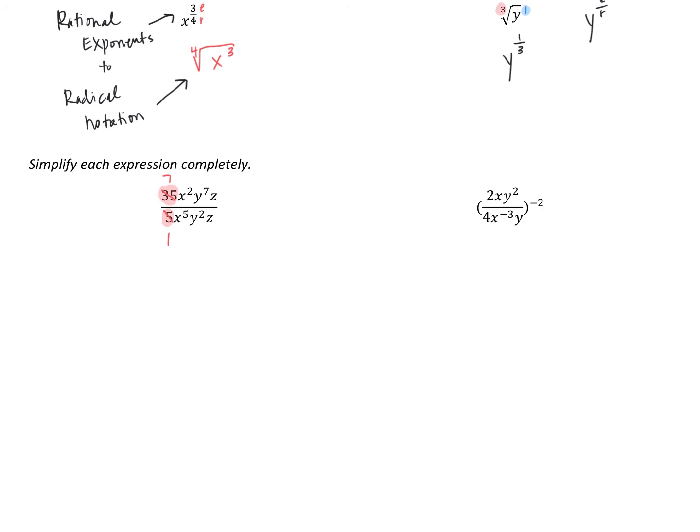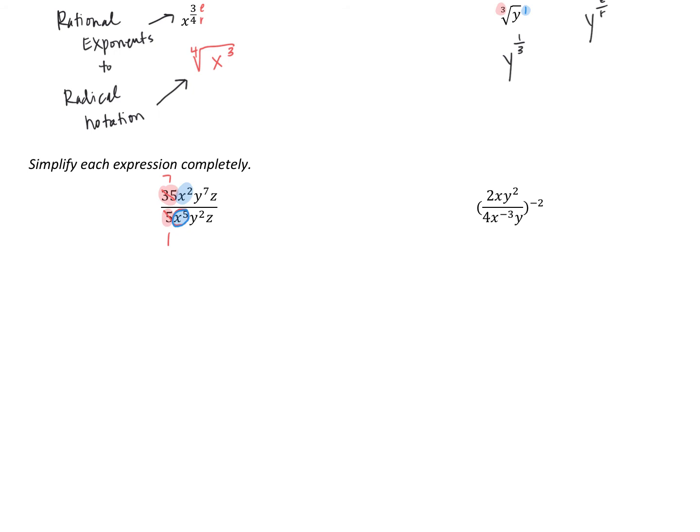Next, I'm going to look at the next thing I see, and that's x. So I have an x on top and an x on bottom. Notice that the highest exponent is on the bottom, right? It's at 5. That means my x's, since the highest exponent is on the bottom, will be on the bottom.